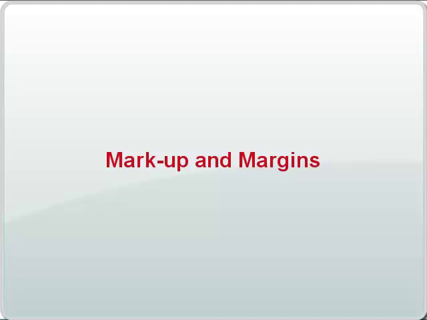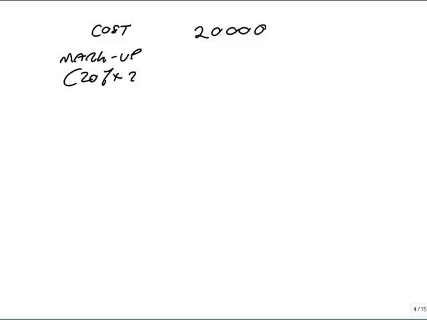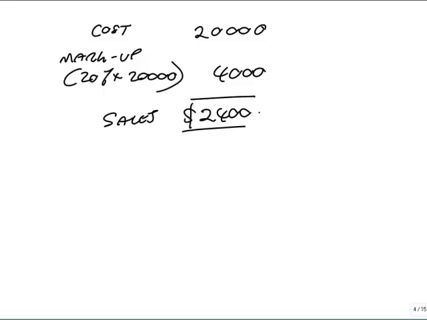So look at the two little examples. Yelena has a cost of goods sold of 20,000. She applies a markup of 20%. What's her sales? Well, it couldn't be easier. It simply means she adds on a profit of 20% of cost, and therefore, her sales would be 24,000.